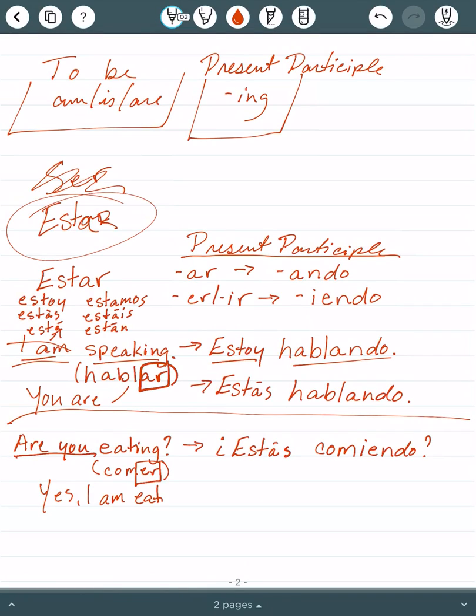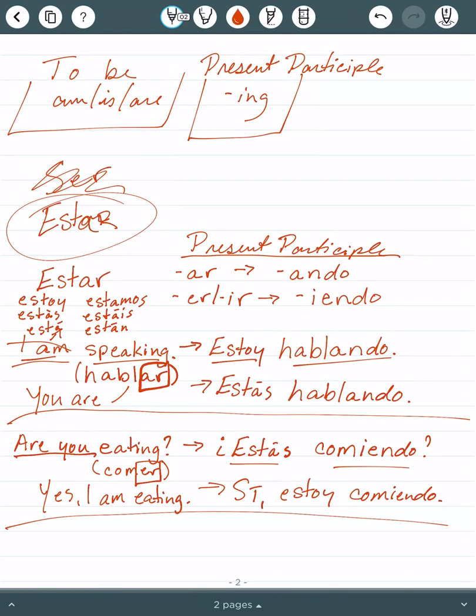And then if I want to say, yes, I am eating right now. Sí. Change estás to estoy. Leave comiendo how it is. And you're good.